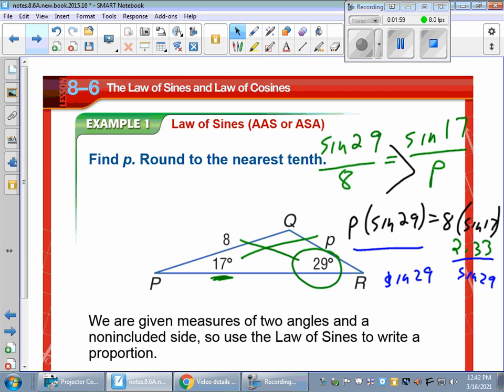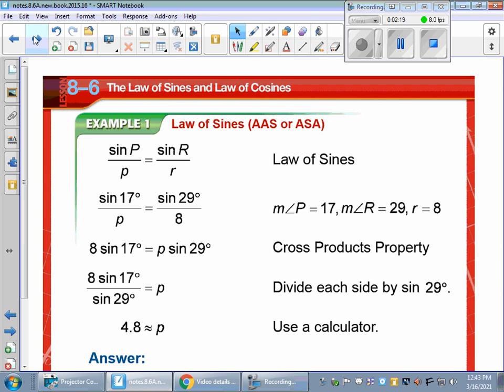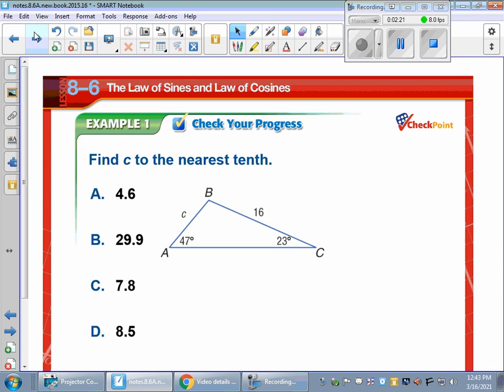I'm not going to clear out that previous long decimal. I'm going to leave it as a long decimal, and I'm just going to go divided by the sine of 29, and hit equals. From there, the side p in this case is about 4.8. About 4.8. This shows you exactly what I just did, and I would ask that you now try this one on your own.